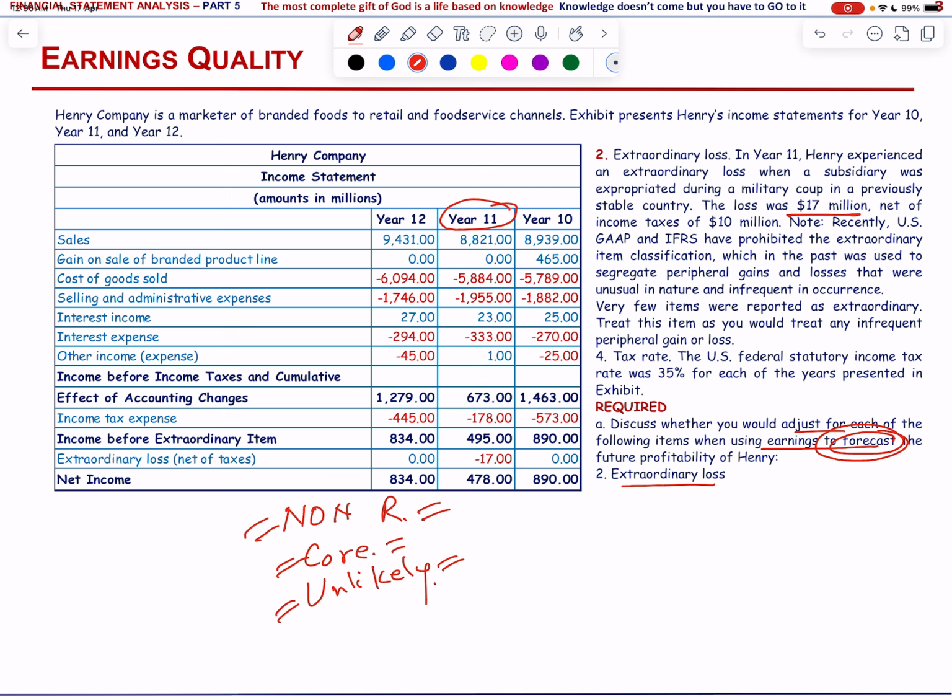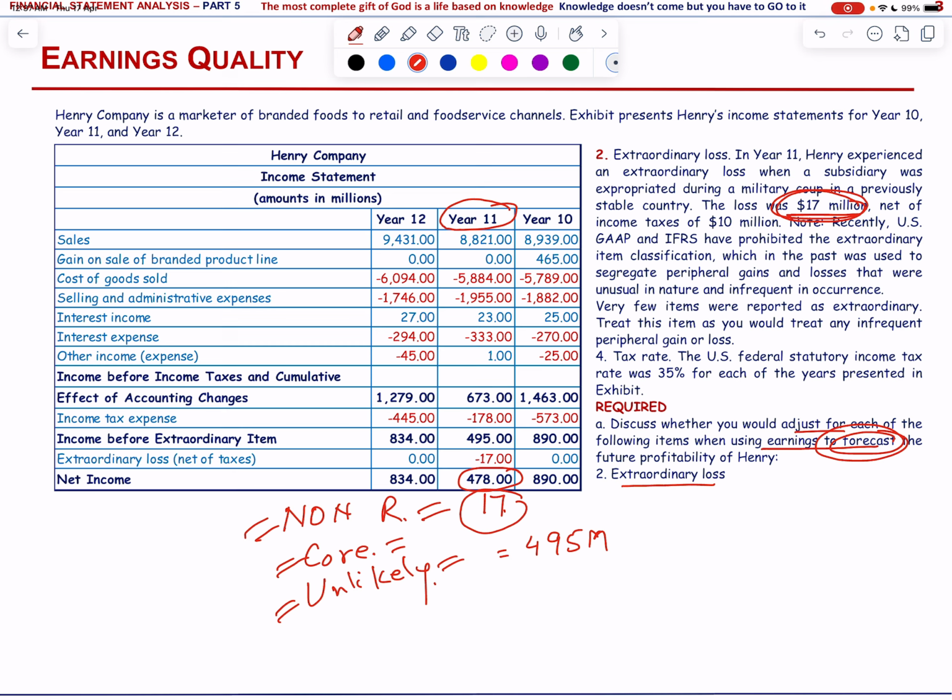So, because the 17 million loss is already net of tax, you can directly add back this amount to year 11's net income. We can add it directly over here to get a better picture of the sustainable profitability. So the adjusted net income for the year number 11 will be 478 plus 17 million, that is equal to 495 million, which matches the income before extraordinary items.